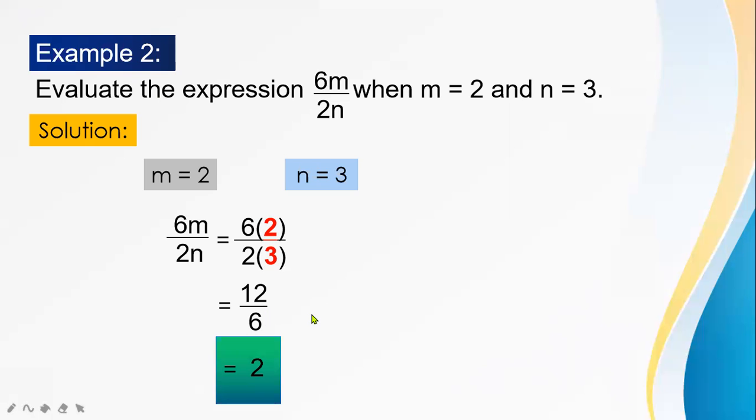So therefore, this will be your answer. So 12 divided into 6, we have positive 2. If your m equals to 2 and then your n equals to 3, using this expression, and therefore, this will be your answer.